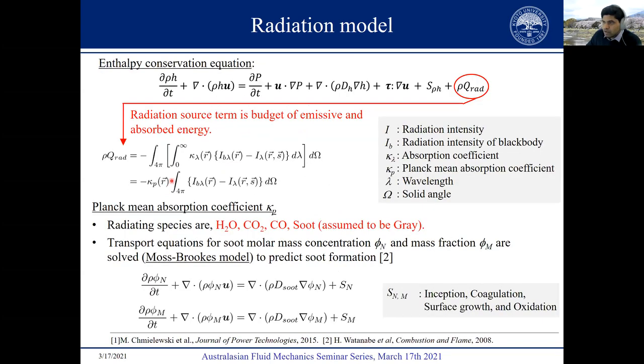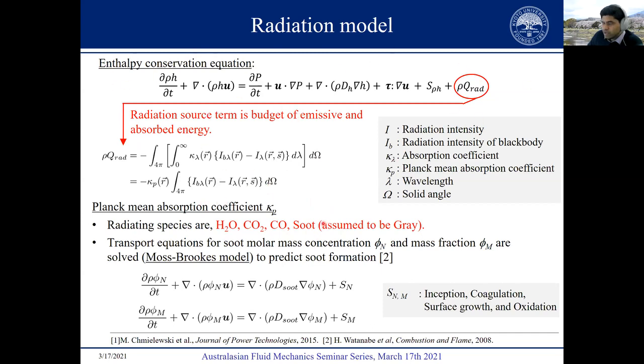And so once we solve for the radiation, then in the enthalpy conservation equation, you get a source term which accounts for the radiation from species. In this study, the species that radiate energy are H2O and then CO2, CO, and soot. And we assume that all of these species are gray, like gray gases. And so from the discrete ordinate method, you can calculate this radiation source term, and you can close this equation.